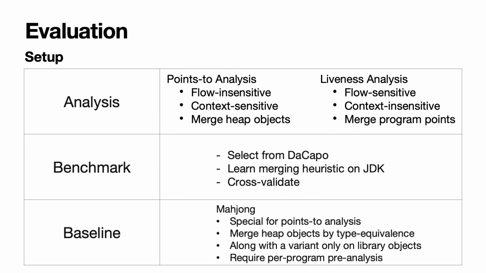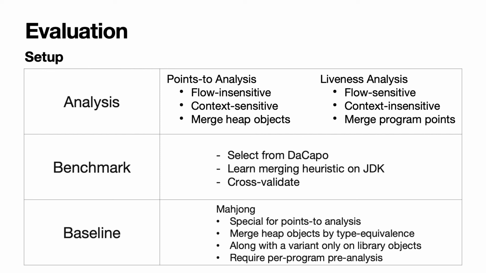Finally, we have implemented our approach and evaluated it on two different analyses, a points-to analysis and a liveness analysis. These two analyses are quite different in that one is flow insensitive and context sensitive, and the other one is flow sensitive and context insensitive. The domains to be merged are also different. We select 15 Java projects from Datalog as the analysis subjects for the benchmark.